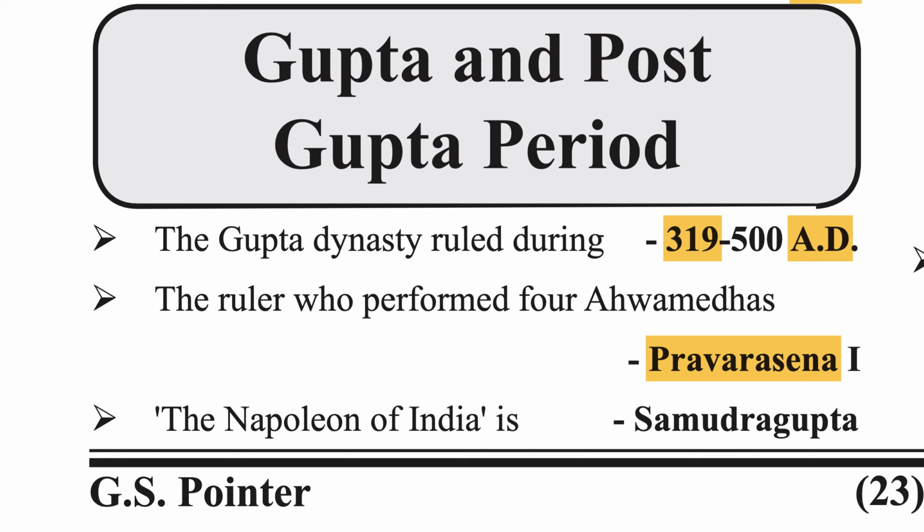We will be quickly revising Gupta and post-Gupta period in this video from the pointers edition of Ghatna Chakra. The Gupta dynasty ruled during 319 to 500 AD. The ruler who performed 4 Ashwamedhs was Pravara Sen I. The Napoleon of India is Samudragupta.